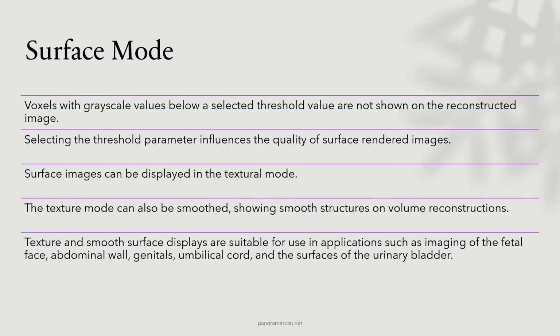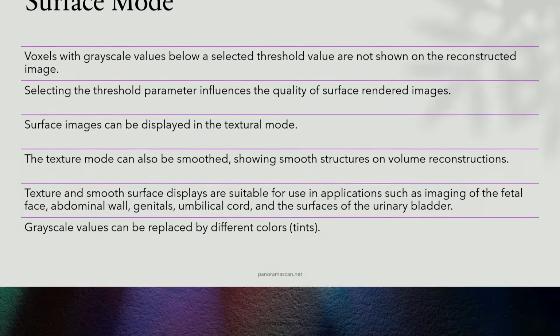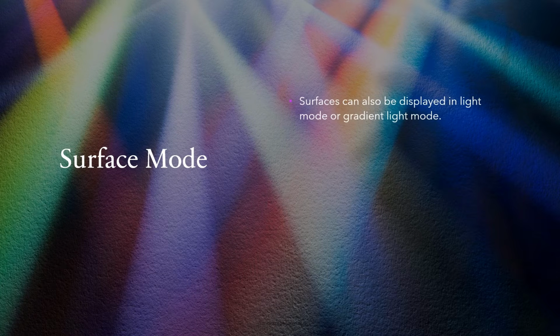Another powerful feature of surface rendering is the ability to replace grayscale values with different colors or tints. This allows the operator to highlight specific structures, improving visualization and enhancing contrast. By coloring certain areas, the clinician can emphasize particular features or differentiate between tissue types, improving diagnostic accuracy. Surface rendering also allows for different lighting modes, which can significantly enhance the 3D visualization of the anatomy.